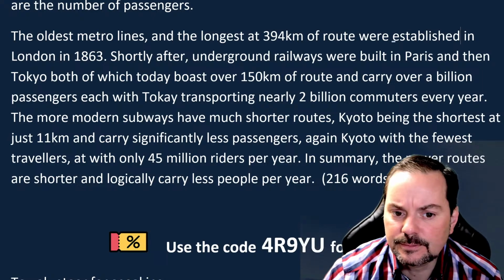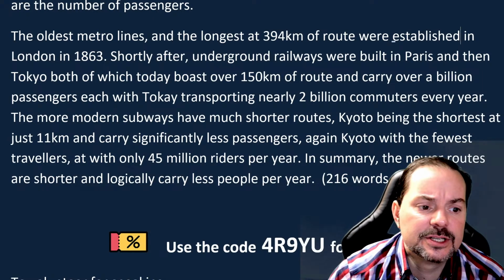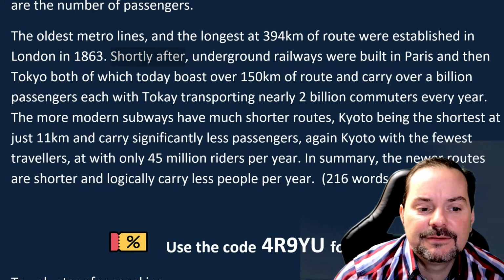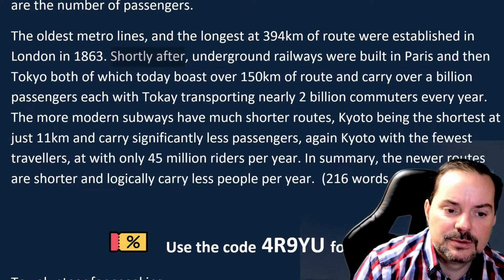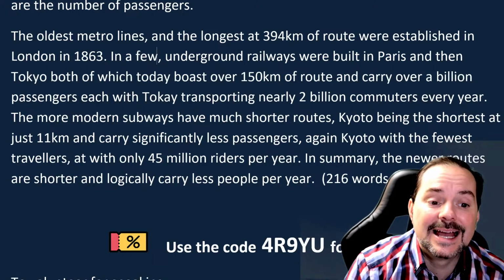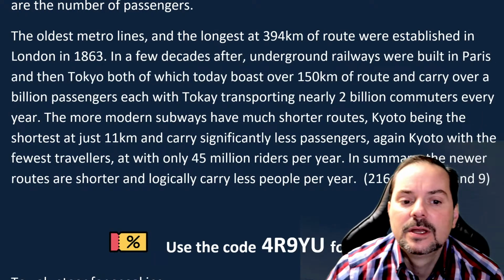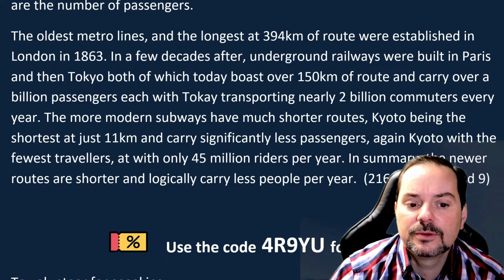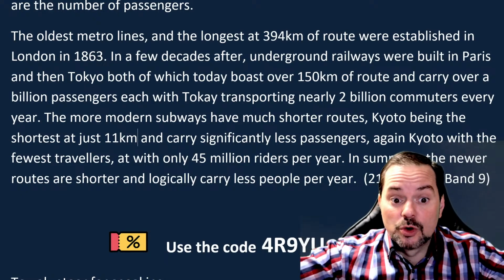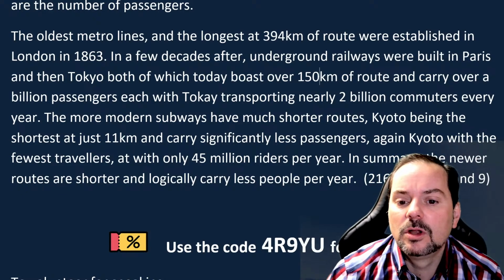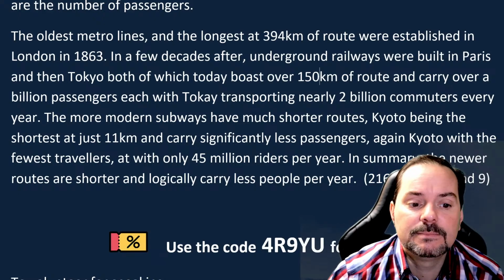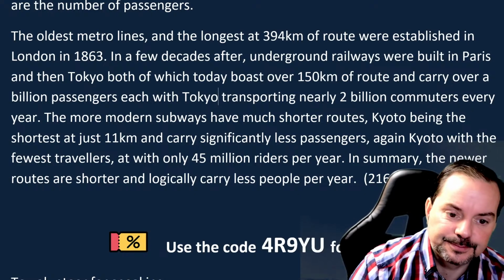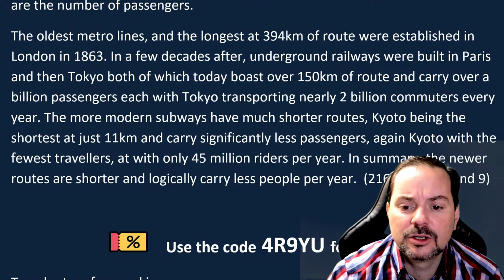Shortly after, underground railways were built in Paris and then Tokyo, both of which, maybe not shortly after, there's probably a better way to write that, I would say in a few decades after. It's more accurate. Underground railways were built in Paris and then Tokyo, both of which today boast, meaning they showcase, over 150 kilometers of route and carry over 1 billion passengers each, with Tokyo transporting nearly 2 billion commuters every year.